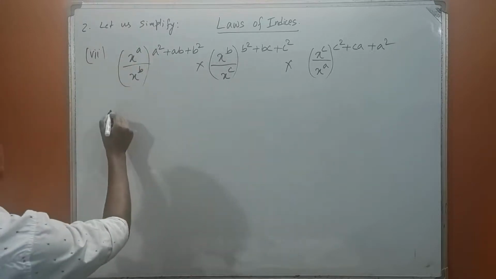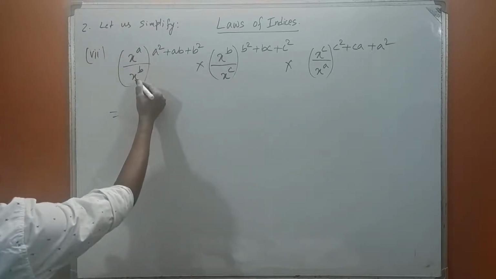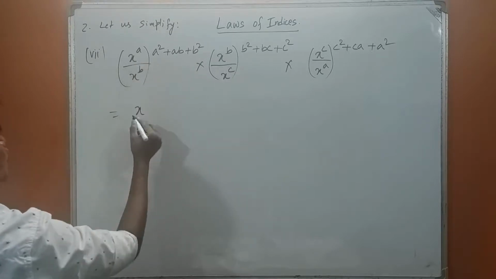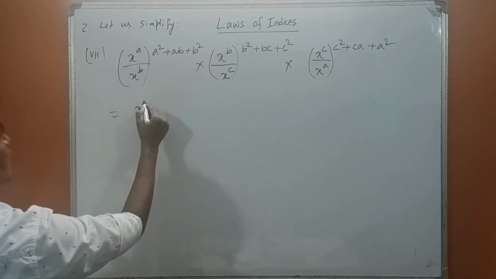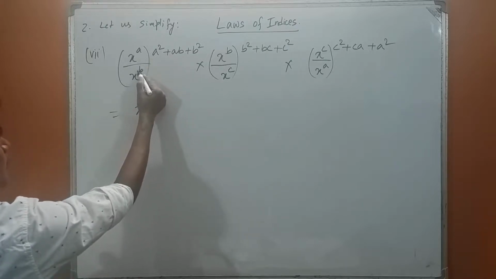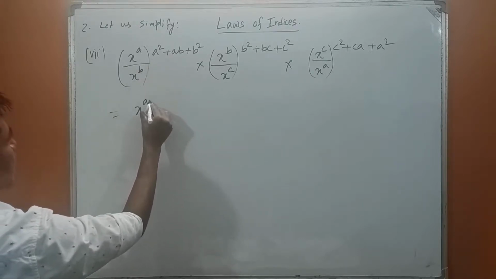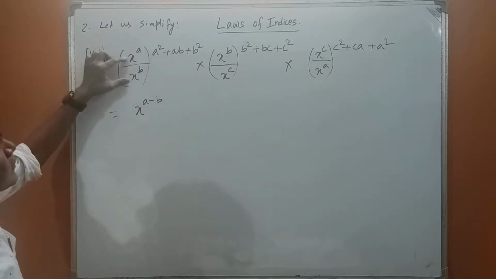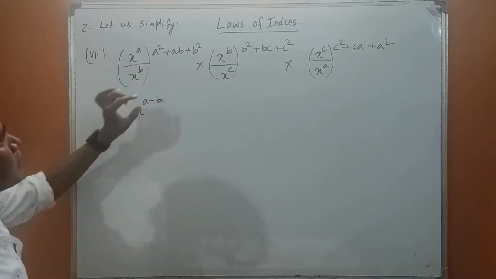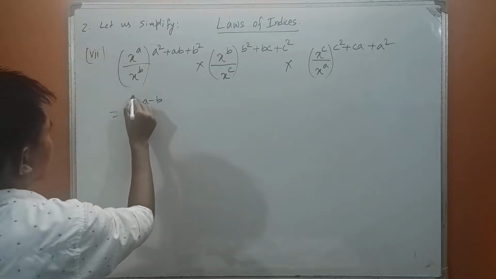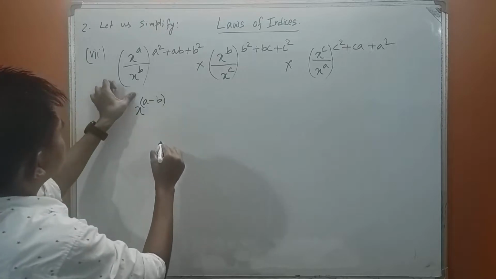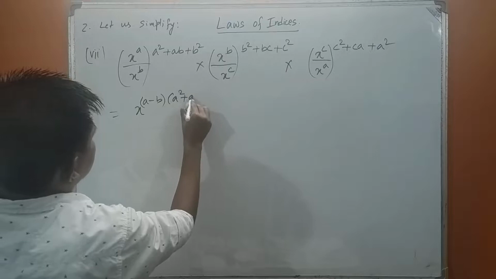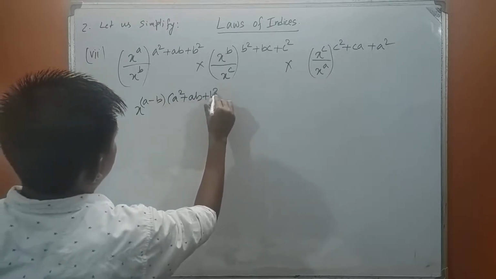Here we have x upon a whole upon x upon b. This means x, this x and x bases are same, so you take x to the numerator, the sign of the power changes, so this means a minus b, isn't it? This can be written as a minus b, a minus b. x and x same, so power subtracts. So this x a minus b into, here we have a square plus ab plus b square.